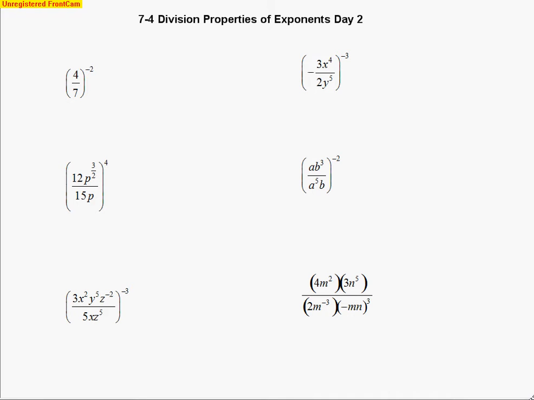This is a lesson for the second day for Division Properties of Exponents, Chapter 7, Section 4. Let's take a look at our first problem here, and it asks us to simplify this expression.